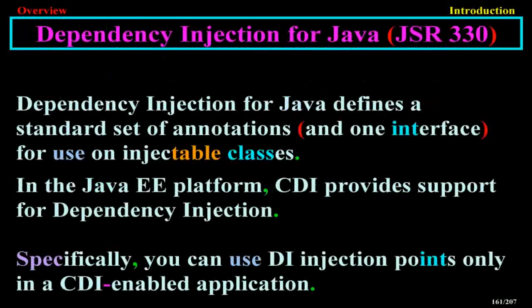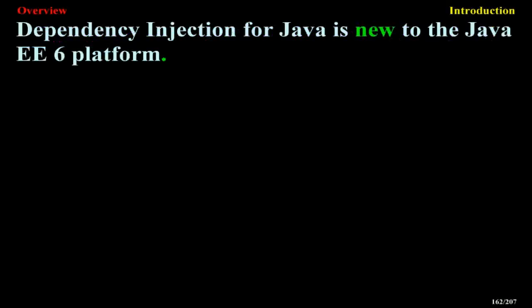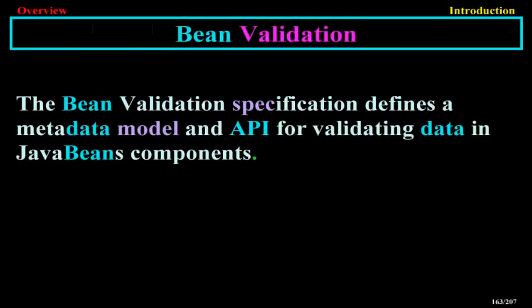Dependency Injection for Java, JSR 330. Dependency Injection for Java defines a standard set of annotations and one interface for use on injectable classes. In the Java EE platform, CDI provides support for dependency injection. Specifically, you can use JSR 330 injection points only in a CDI-enabled application. Dependency Injection for Java is new to the Java EE 6 platform.